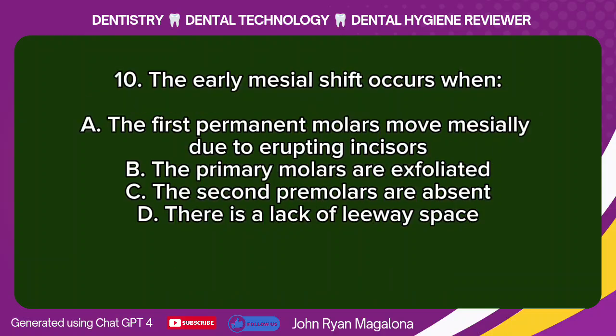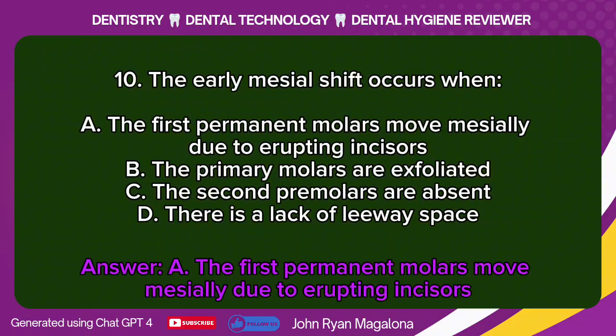10. The early mesial shift occurs when: A. The first permanent molars move mesially due to erupting incisors. B. The primary molars are exfoliated. C. The second premolars are absent. D. There is a lack of leeway space. Answer: A. The first permanent molars move mesially due to erupting incisors.